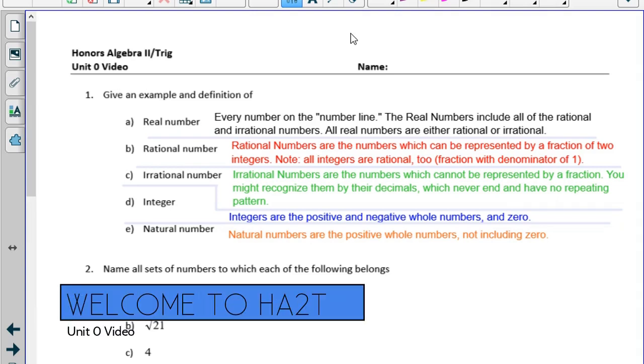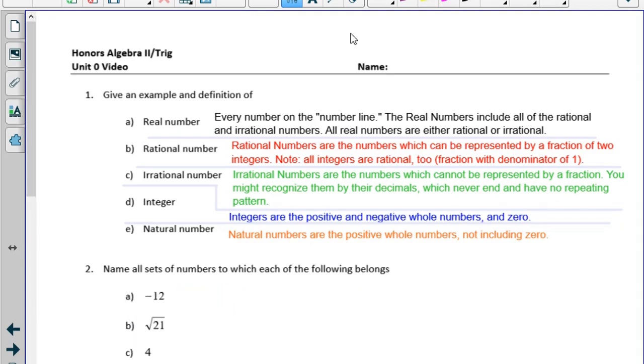I have put all of the definitions of these 5 number sets that we need to know on the screen, so you should be able to see them now. I'll really quickly go through them. Natural numbers are just the counting numbers starting at 1. So 1, 2, 3, 4, 5, and so on.